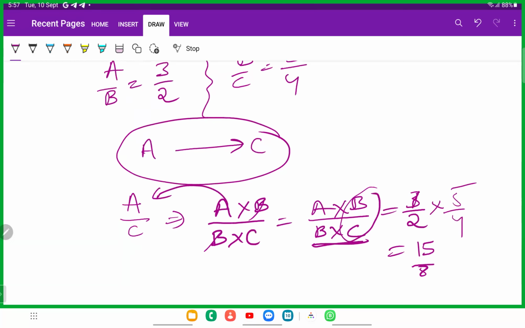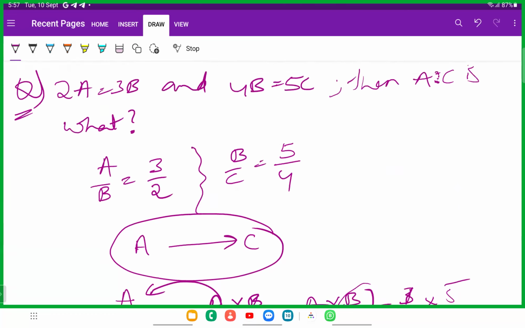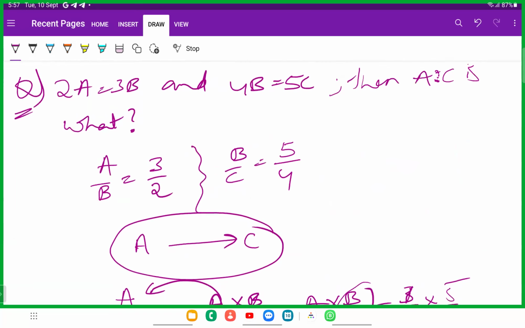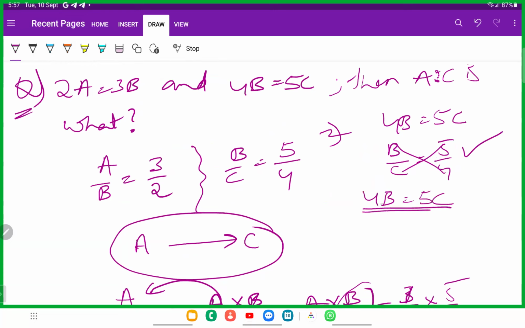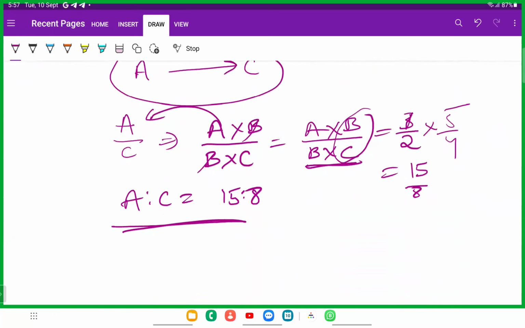Sir, you actually told 4B and 5C, so it will be 4 by 5, no, sir? Just a minute. Sir, in the question you told 2A is equal to 3B and 4B is equal to 5C. You wrote B by C is equal to 5 by 4. It should be 4 by 5, sir. So here, if you see, 4B is equal to 5C, right? So B by C is equal to 5 by 4. Do a cross multiplication: 4B is equal to 5C. Didn't I mention it correctly here? Yes. Okay, no worries. Thank you, sir. I understood, sir.